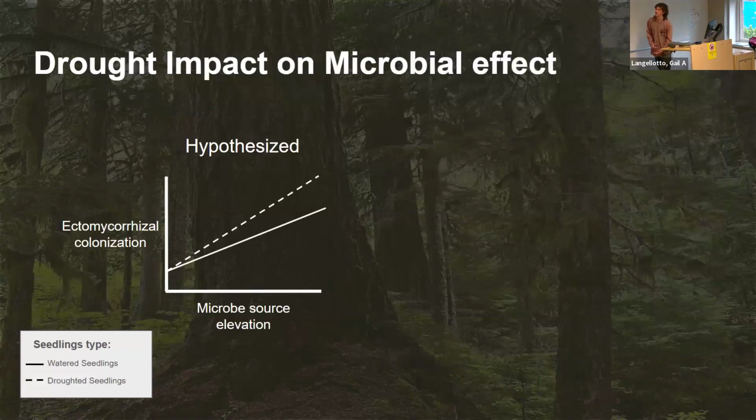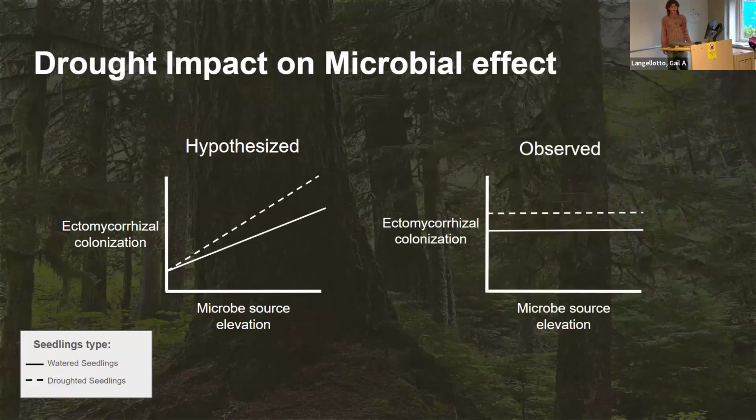So again, here, we hypothesized that the difference between low and high treatments would strengthen when drought is applied, favoring these high elevation soils. However, this is not the case. Again, we did see that there was an overall increase in colonization when drought was applied. However, we can't determine that there was any difference in colonization abundance as a result of the different microbial treatments.